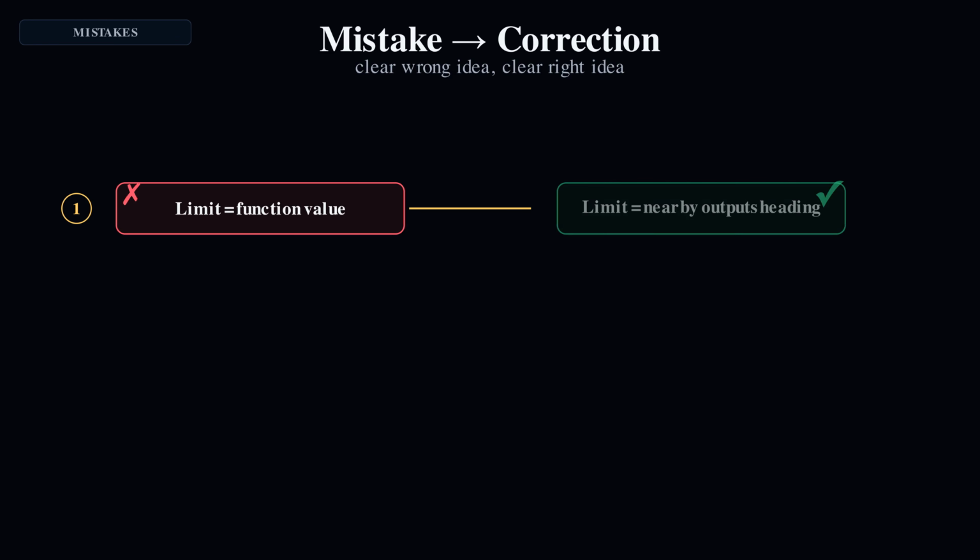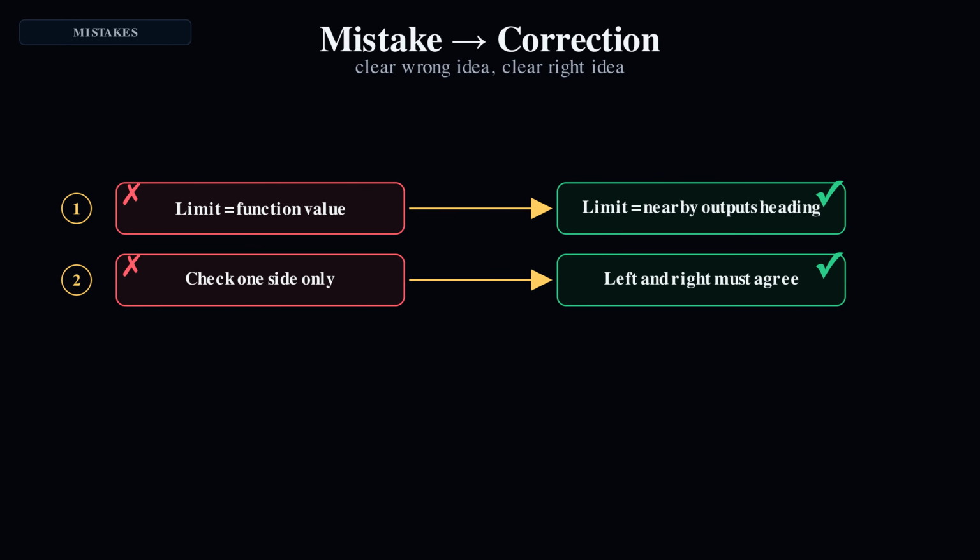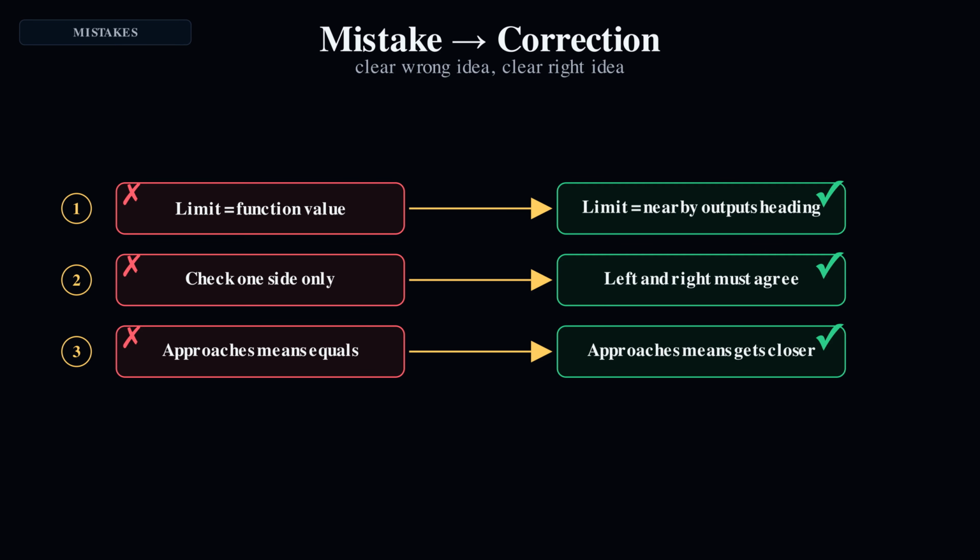Let us correct 3 common mistakes. Mistake 1, thinking the limit is always the function value. Correction. The limit asks where nearby outputs are heading. The function value asks what happens exactly at the input. Mistake 2, checking only one side. Correction. A two-sided limit needs left and right agreement. Mistake 3, thinking approaching means equal. Correction. Approaching means getting closer and closer. The exact point may still be missing or different.